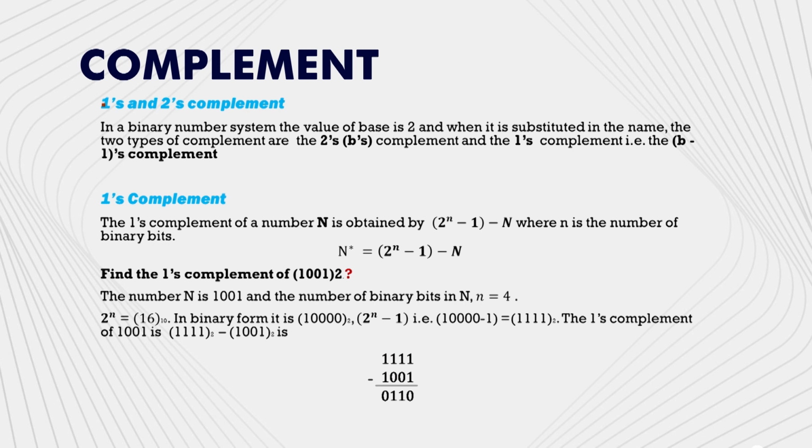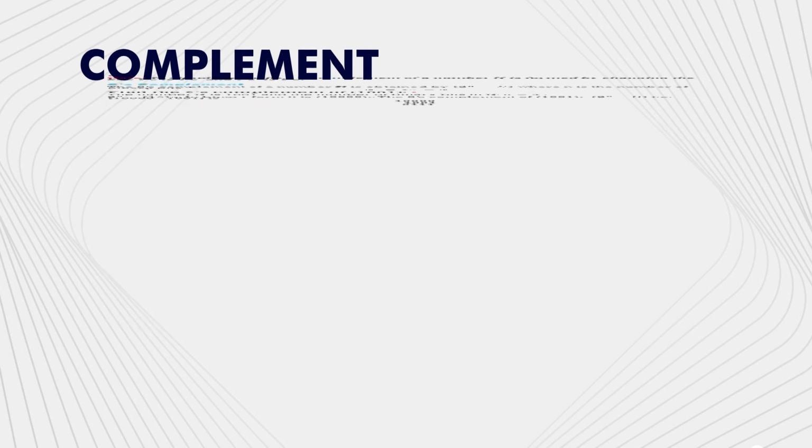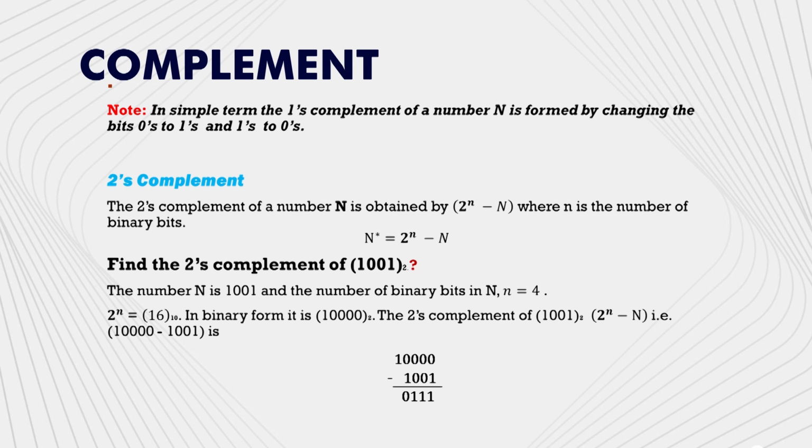Now, you have 2 raised to n minus 1. What is its binary value? That is the decimal number 15, that is 1 1 1 1, minus the number whose 1's complement we have to take, that is 1 0 0 1. We subtract it, and you can see that the result is 0 1 1 0. The other simple way to take the 1's complement of a number is just to complement each bit of the given binary number. That means, if the bit is 0, you complement it and it becomes 1, and if the bit is 1, you complement it and it becomes 0.